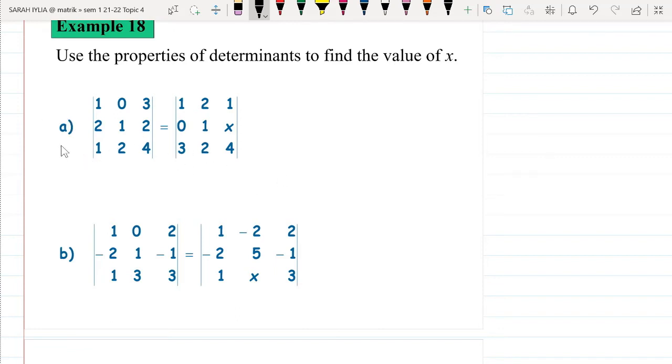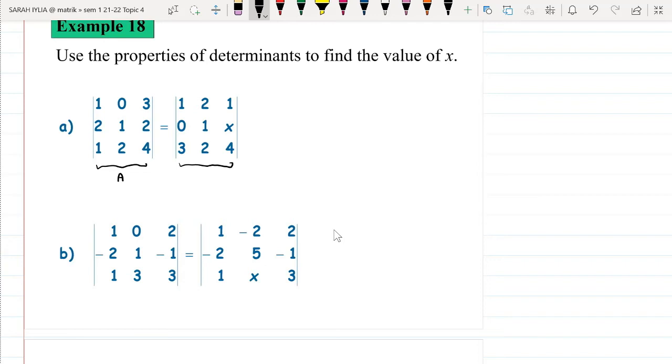Okay, for question A, dia dah buat determinant of this matrix equal to this matrix. Let's say saya namakan matrix ni A. Kita kena tengok apa yang berubah pergi kat second matrix ni. Sekarang kita tahu determinant dia sama. So kita boleh tengok rule dia.